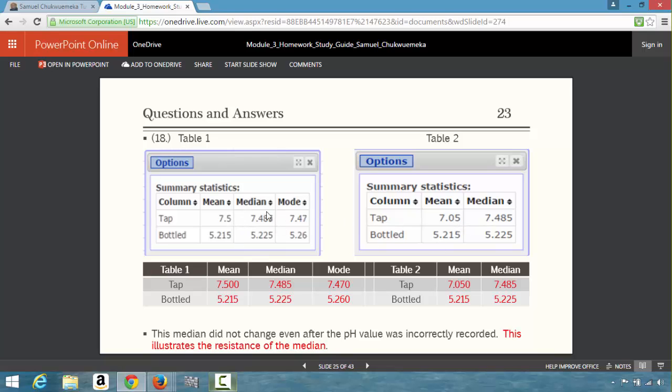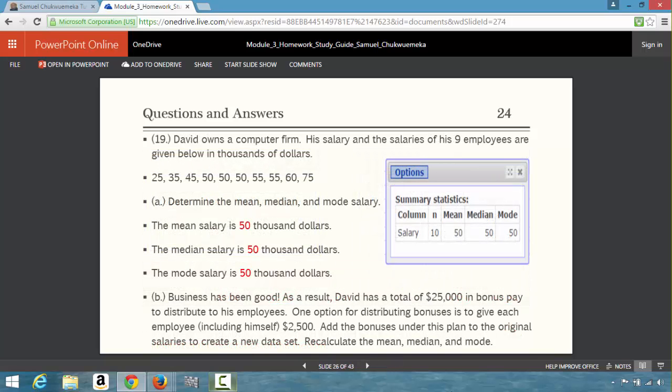But the median for both the tap and bottled didn't change at all. You see that? So that's the resistance of the median. The median is resistant to outliers. It is resistant to outliers.